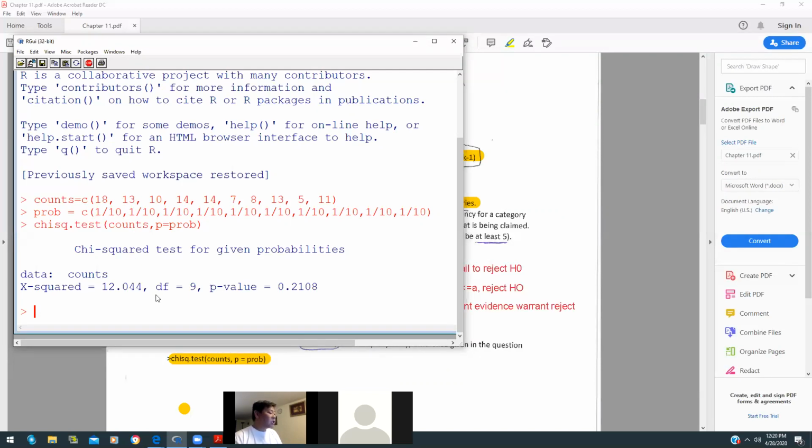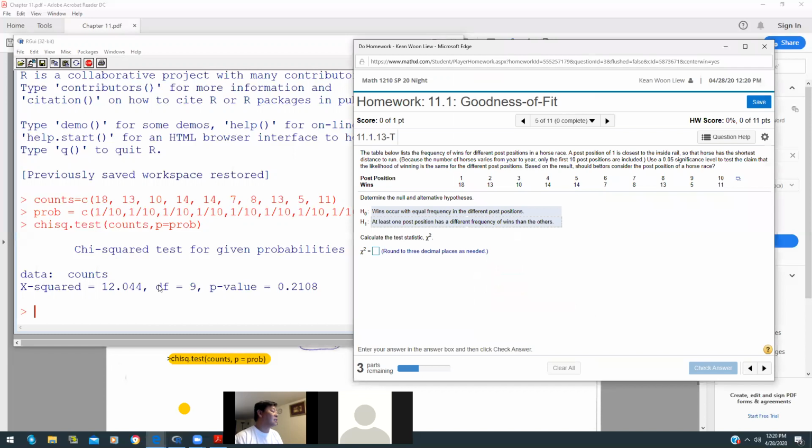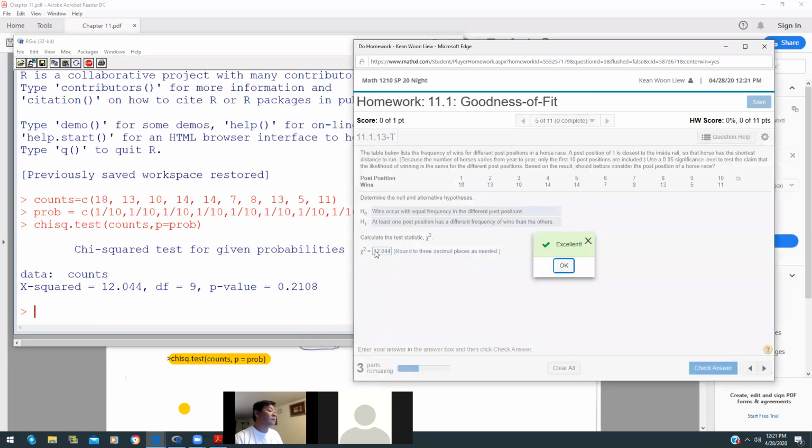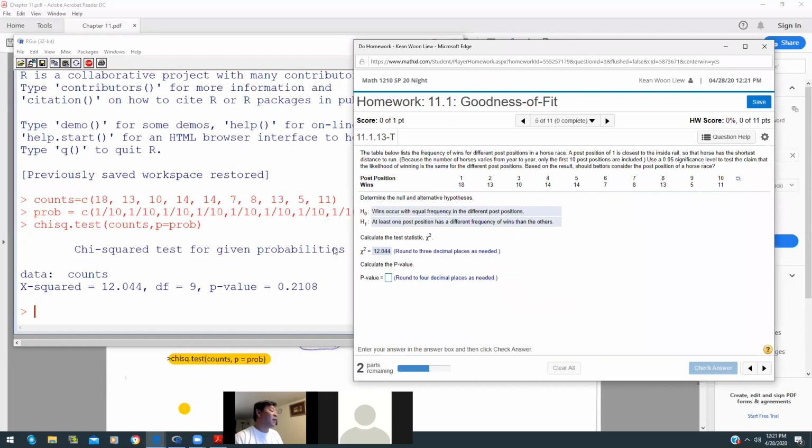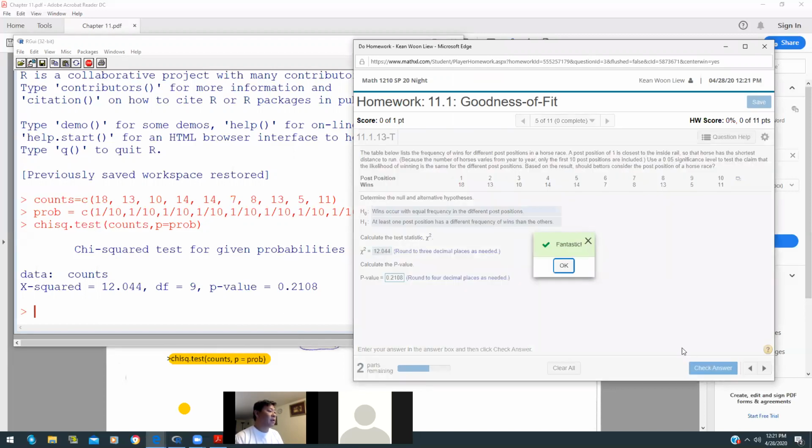Okay, so the chi-square here is your test statistic in this case. Some of you will ask me what is a test statistic. It's written down here. In 3 decimal places it is 12.044. That's your chi-square. DF is the degree of freedom. Some of you will ask me what is a degree of freedom. This is the degree of freedom. And your p-value in this case is 0.2108, exactly 4 decimal places, so you don't have to round anything.